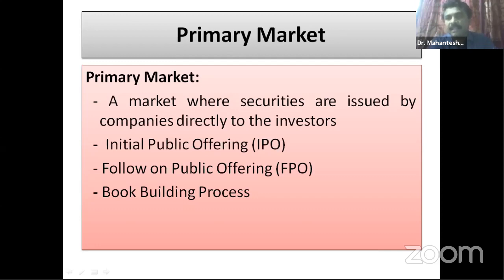When the demand for shares in the IPO is more than the number of shares available by the company for sale, then we call it oversubscription. When the demand is less than the number of shares available, we call it undersubscription.